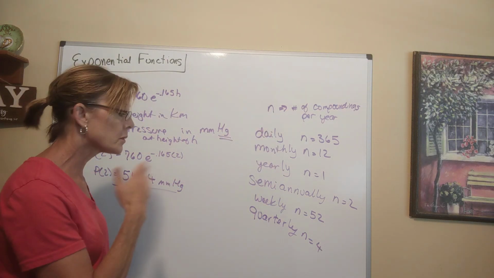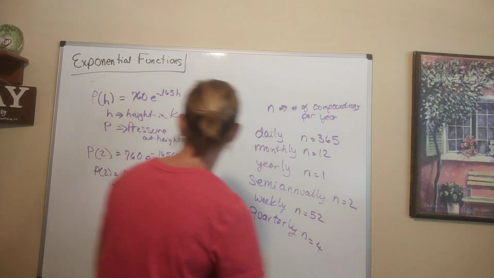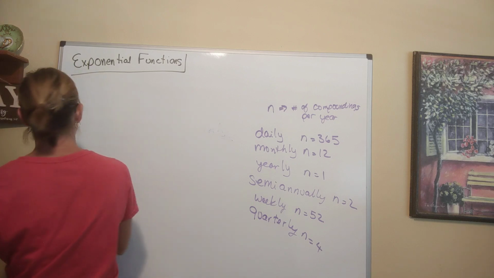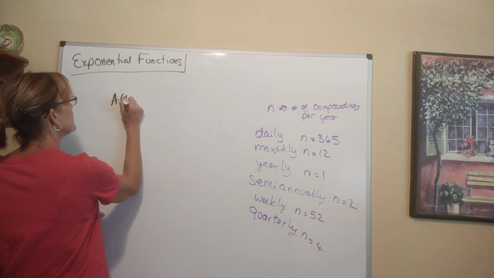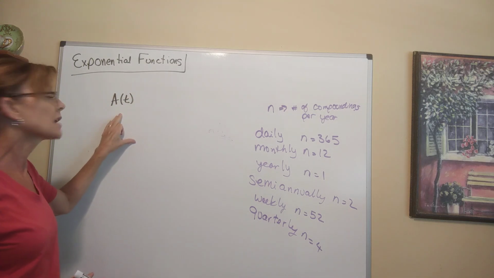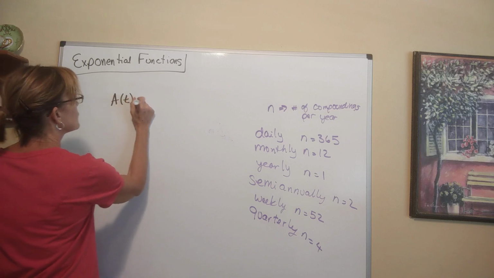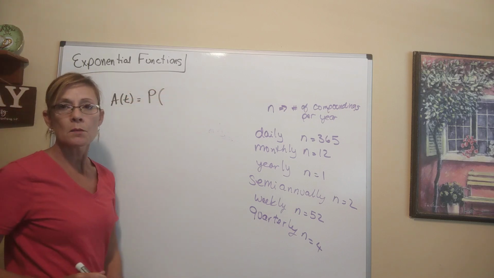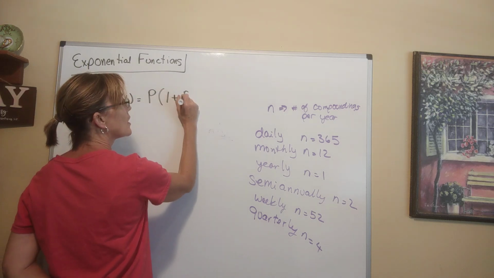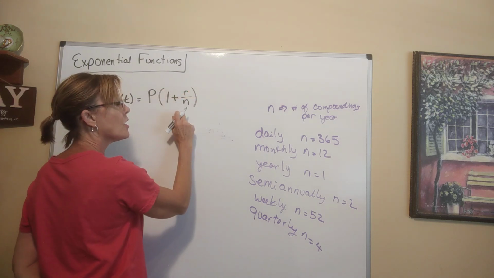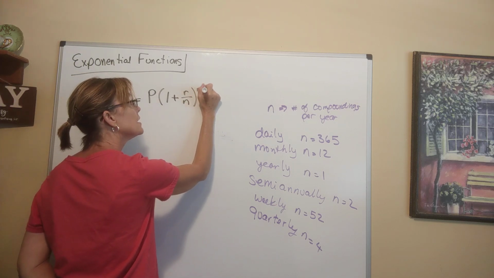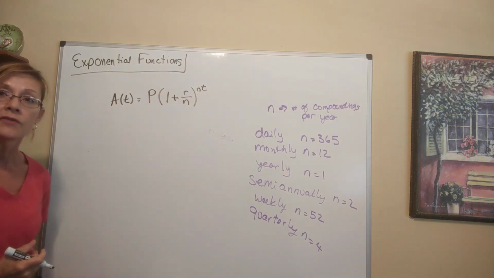Now let's look at the formula for compound interest. The formula for compound interest goes like this. A of t stands for the amount in the account at any time t, and in this case t is in years, is equal to P, which is the initial amount of money that you invest called principal, times 1 plus the interest rate r divided by n, the number of compoundings per year, all raised to the power n times t, how long it's been invested for.